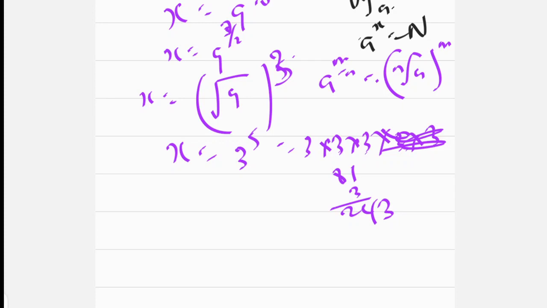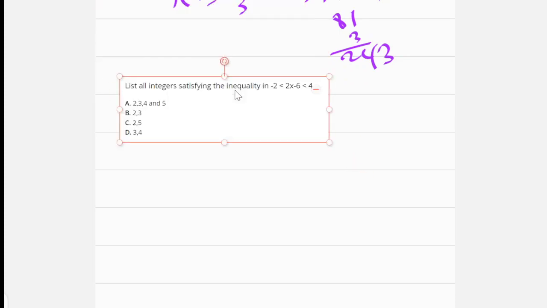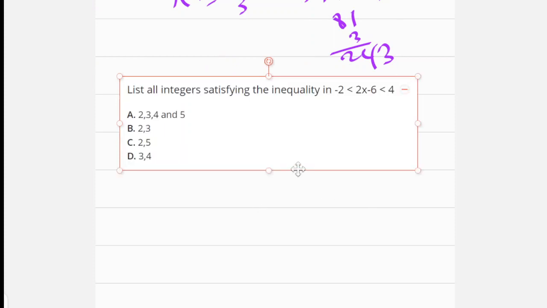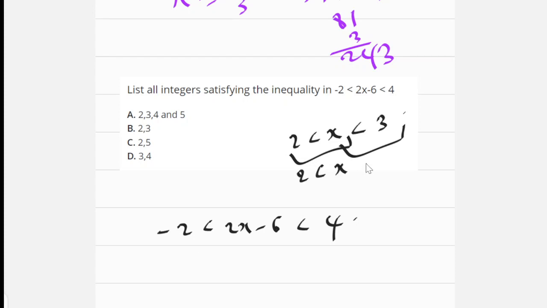Okay, the next question is on inequality. Question 37. The question asks us to find all integers satisfying this inequality. We have -2 less than 2x minus 6 less than 4. I hope you understand that. It's just like when you have 2 less than x less than 3. If you don't want to say that as a lay mathematician, if you want to say it like a mathematician, what you are going to say is that x is greater than 2 and x is less than 3. I hope you understand now. And also, we can break this into two. We can say 2 less than x and x less than 3. You understand that?